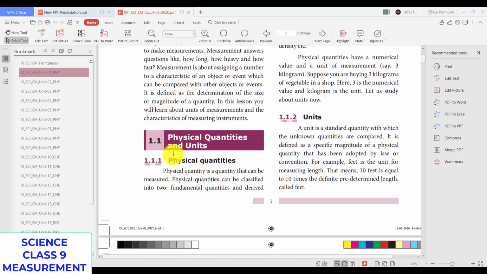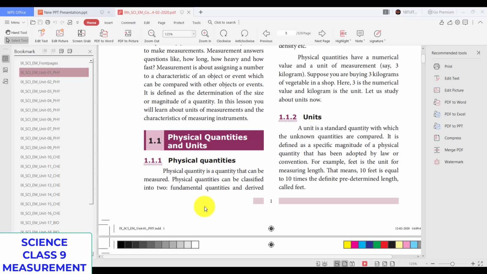Then come to the case of physical quantities and units. What are physical quantities? We have many measuring instruments. With the help of those instruments, we can easily measure a particular quantity. So these are called physical quantities. I will repeat once again. A physical quantity is a quantity that can be measured using some physical instruments.